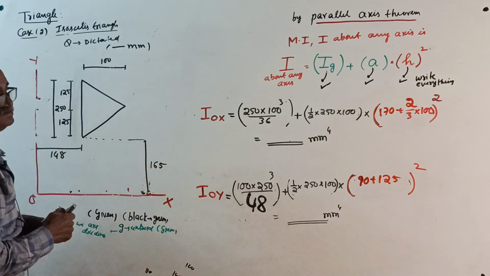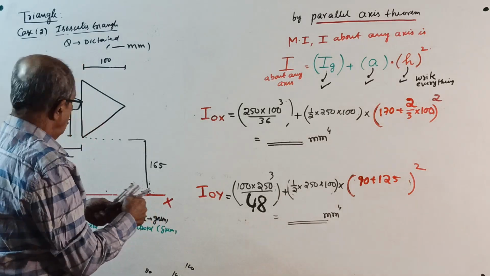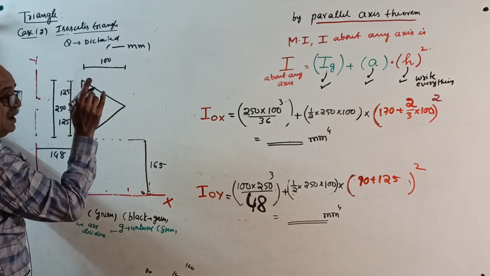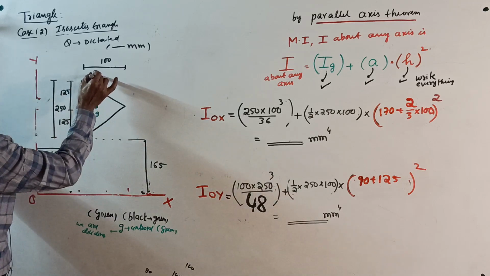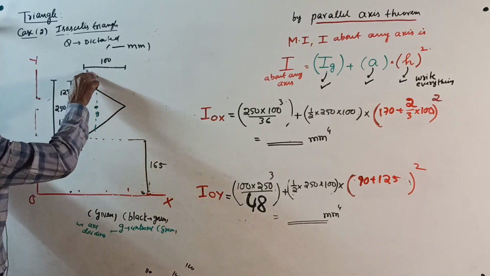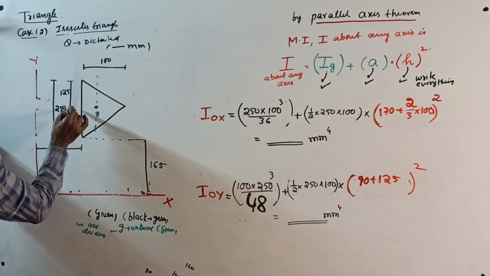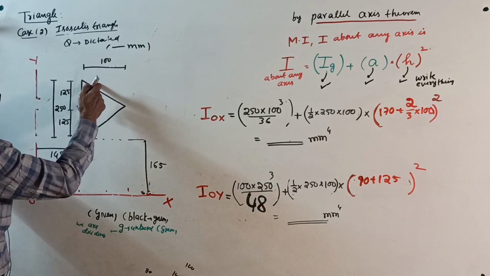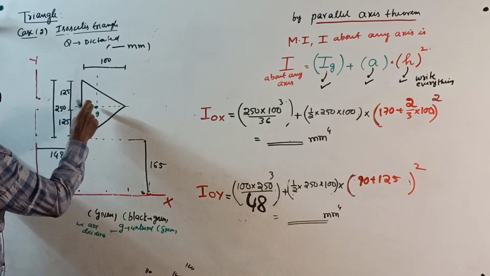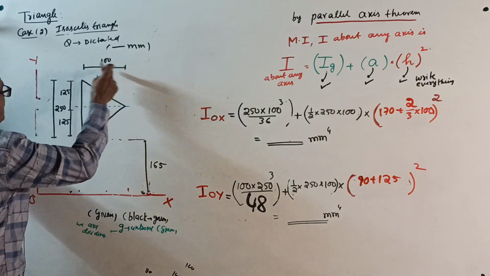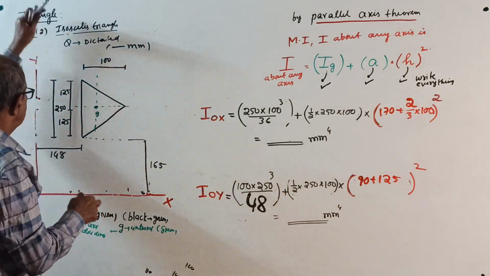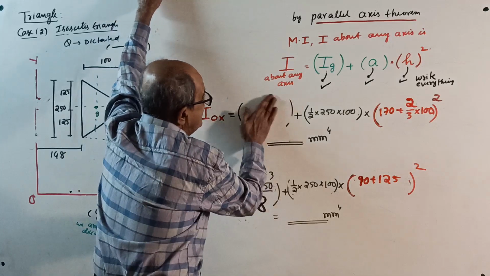125, 125. Start. First, its centroid is here. See. G. Now remember, I will not tell again and again. I about this axis is, our base is 250 into 100 cube by 36. But I about this axis, see, this is not the base. How much is it? This is 100 into 250 cube by 48. You should know that one. So it will interchange here. Okay, I write once again.